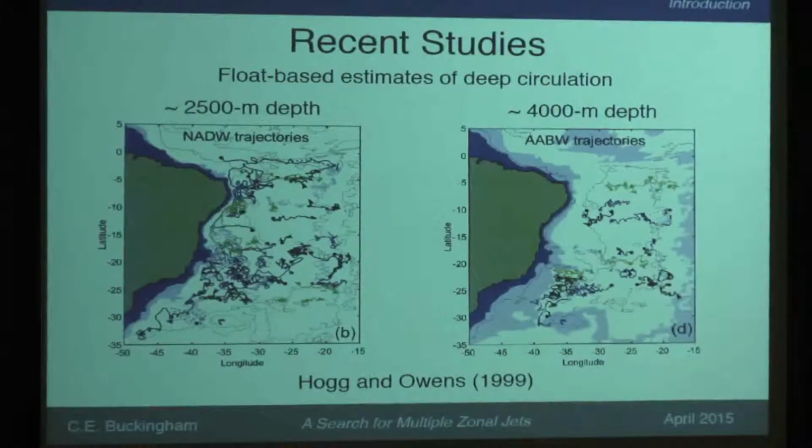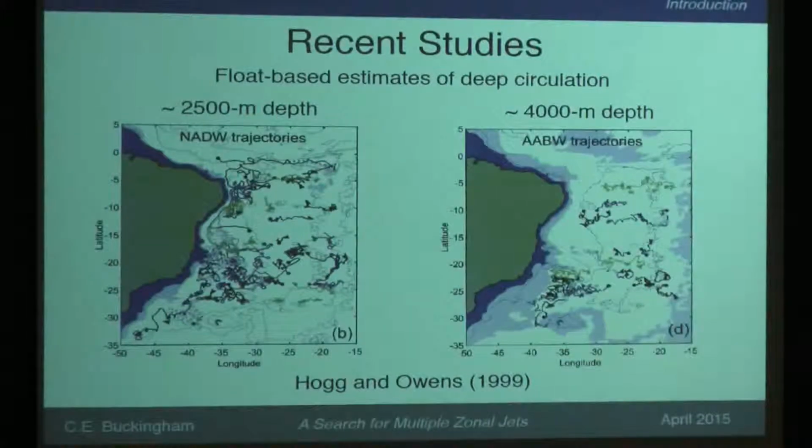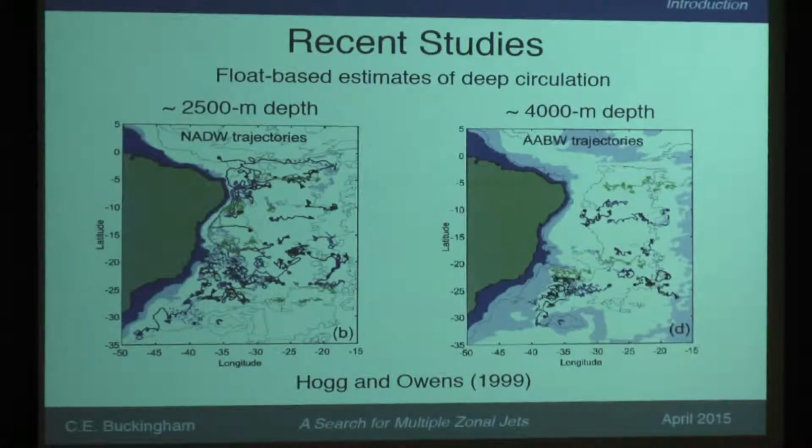So recently, we've observed zonal type flows in the ocean. This is from a 1999 study using RAFOS floats, or Lagrangian drifters. So these are the tracks. And what they found was that over a period of about 1.5 to 2 years, these floats at depth, 2,500 meters and 4,000 meters, tended to go east or west. And so there was some sort of anisotropy to the flow.